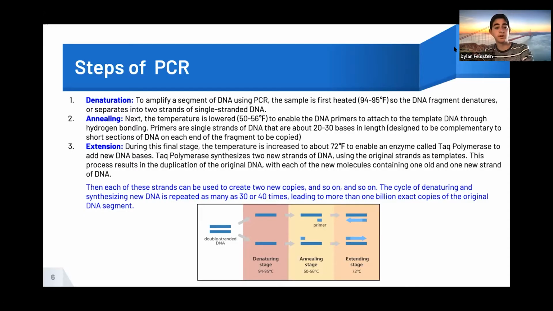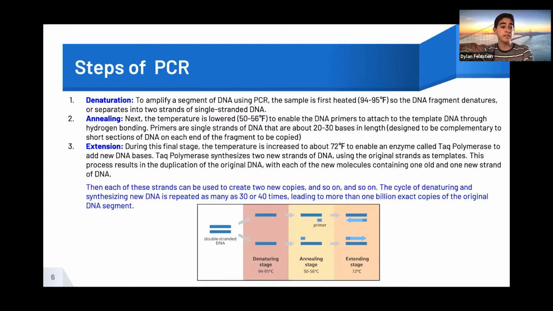So what are the steps of PCR? So there's 3 main steps of PCR: denaturation, annealing, and extension. So the first step is denaturation. So in order to do the goal of PCR, which is to amplify a specific segment of DNA, the sample is first heated to around 94 to 95 degrees Fahrenheit. So the DNA fragments denature or separate into 2 strands of single-stranded DNA.